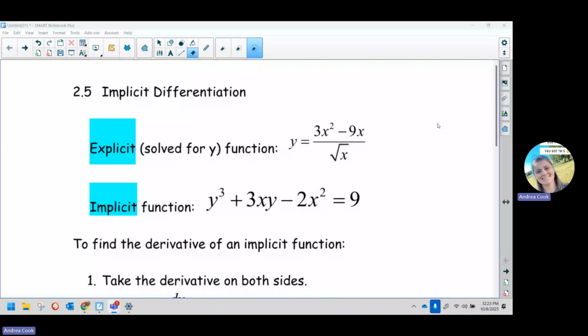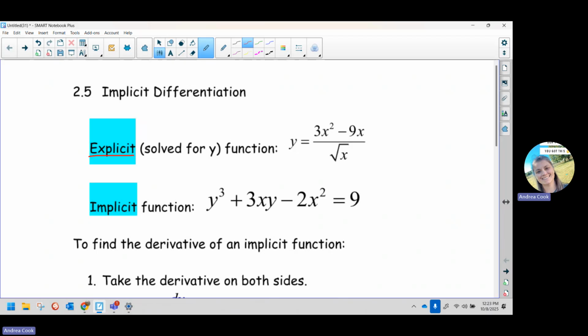We learned how to find derivatives in what we call explicit form. Explicit form is when it is solved for y, when y is by itself, and we have y in terms of x. So we go ahead and find the derivative using quotient rule, product rule, whatever, chain rule.